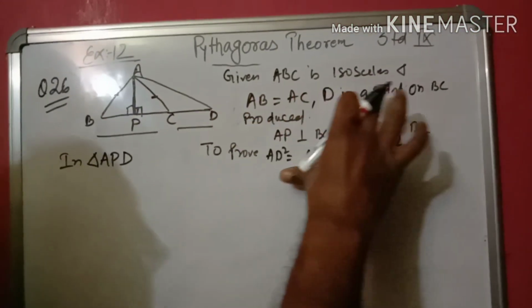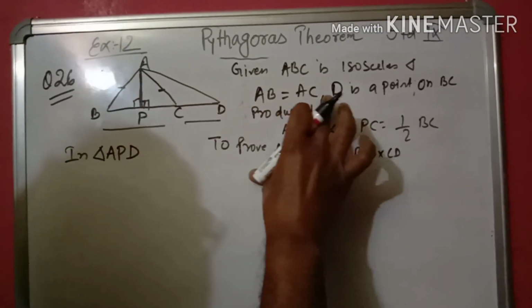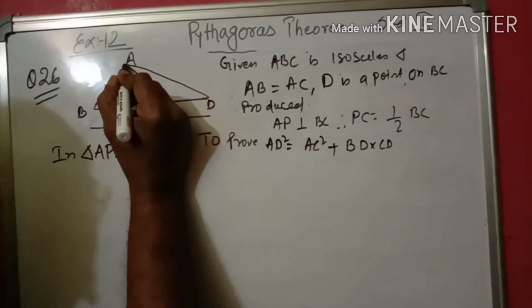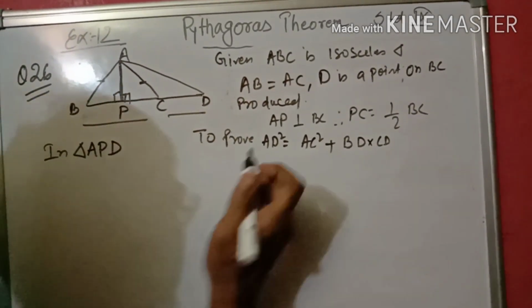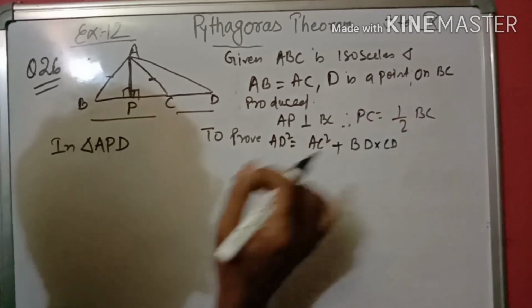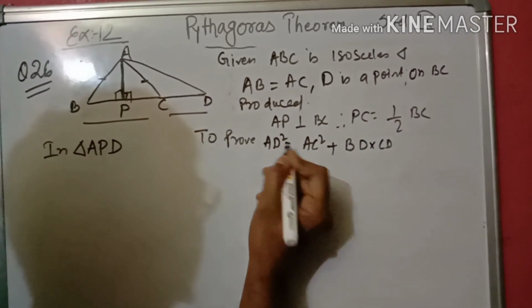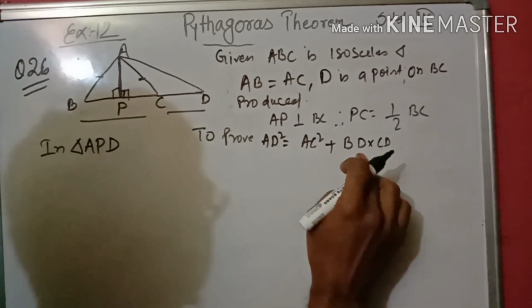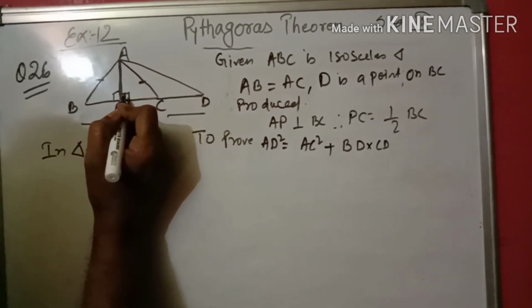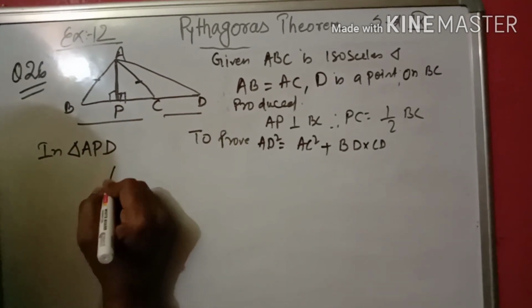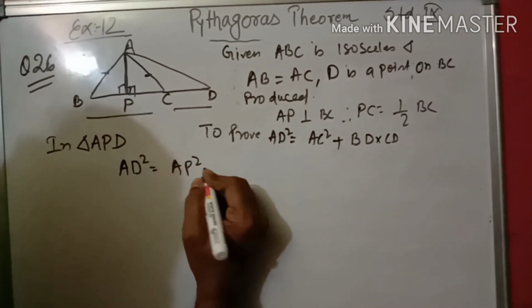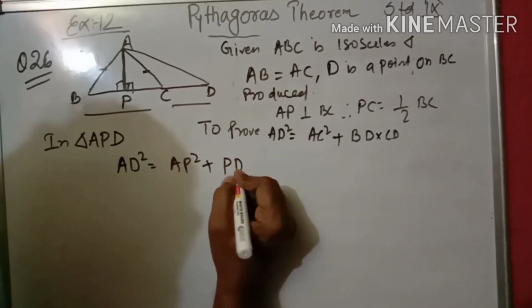It is given that ABC is an isosceles triangle where AB equal to AC, and D is a point on BC produced. Now I can draw AP perpendicular to BC because this is an isosceles triangle, therefore BP equal to half of BC. To prove AD square equal to AC square plus BD into CD. Now in triangle APD, this is your right triangle, so AD is the hypotenuse. So AD square equal to AP square plus PD square.